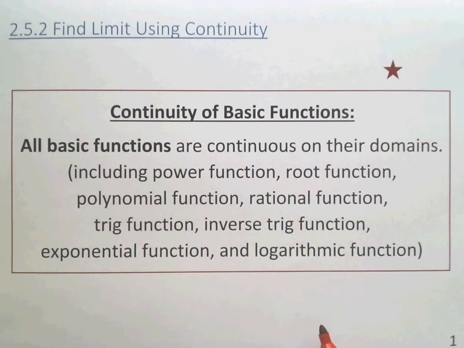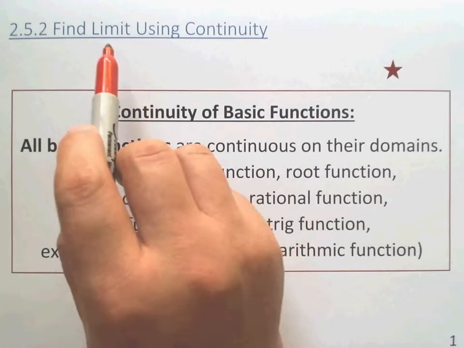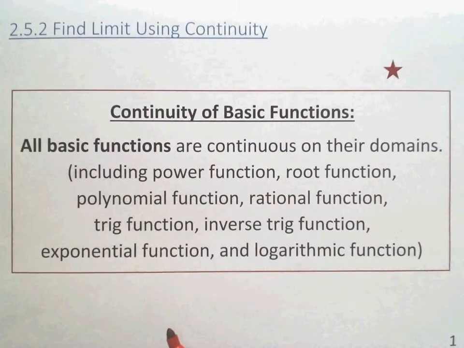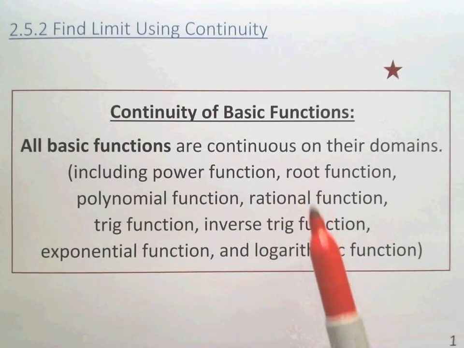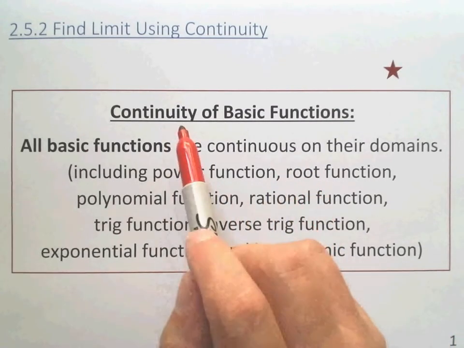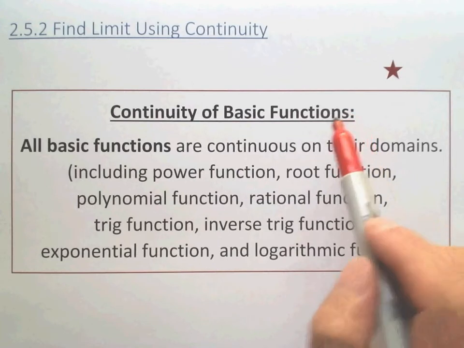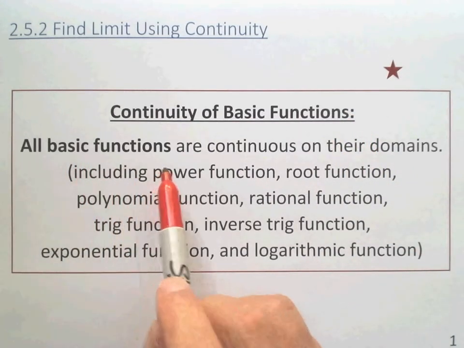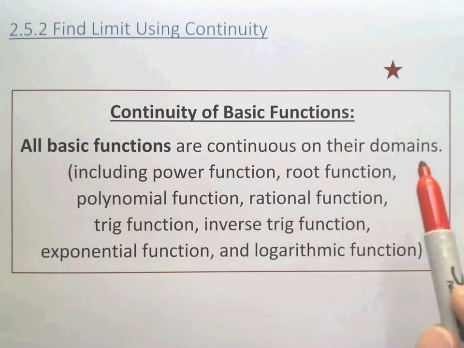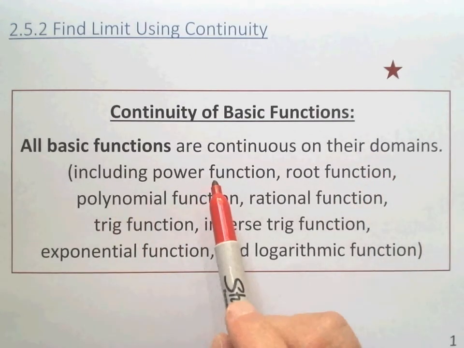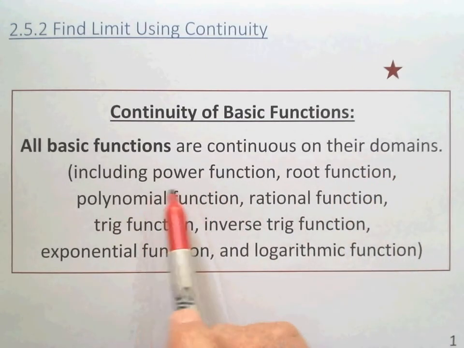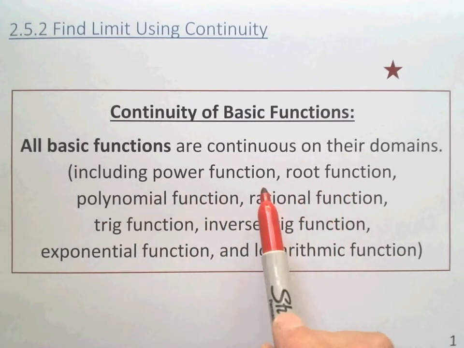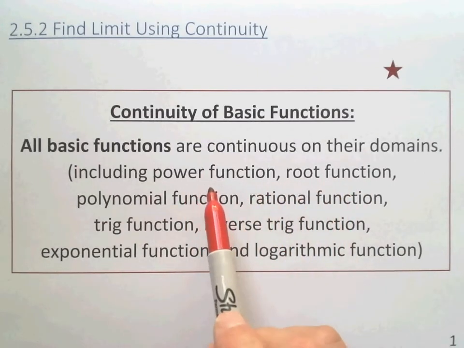In this lecture, we're going to find the limit using continuity. We have a very important result here, which we call the continuity of basic functions. The result tells us all basic functions are continuous on their domain, including the power functions and root functions. You remember we learned this before, and we also used the epsilon-delta definition to prove the power and the root functions continuous, right?